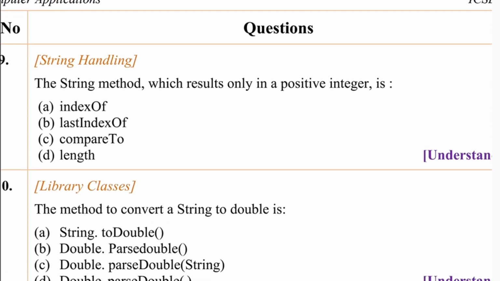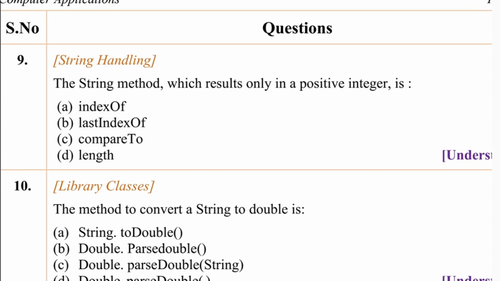The string method which results only in a positive integer. See, length is fine; the output is a positive integer. indexOf, lastIndexOf, compareTo may give negative or positive.